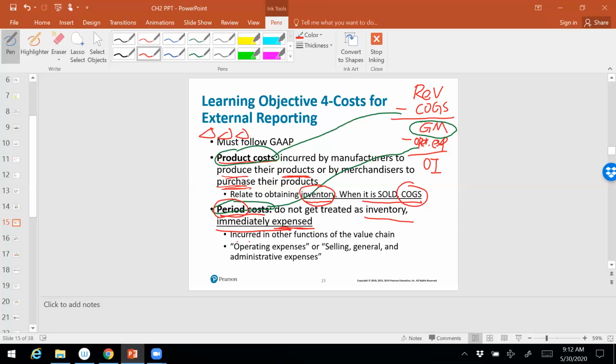So it is incurred in other functions. We said everything else, R&D, design, marketing, delivery or customer service, those are the period costs. They are also called operating expenses or sales, general and administrative expenses.